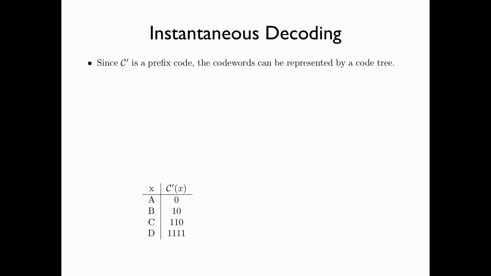Since C' is a prefix code, the code words can be represented by a code tree, which is shown here. In labeling the nodes of the tree, we adopt the convention that going up is 0 and going down is 1. So we have the code word 0 for A, the code word 10 for B, the code word 110 for C, and the code word 1111 for D.